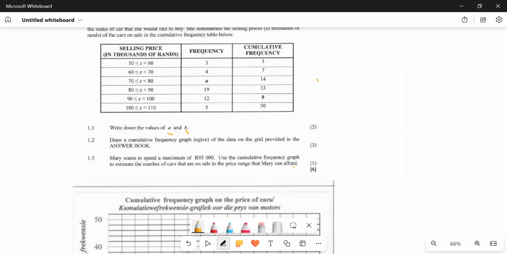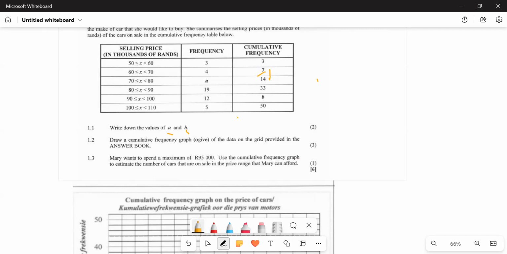Now, what did you say? How did you get A and B? Let's start with A. How would you get A? You said, for A, 14 minus. So you should remember this one: if you want to go from the cumulative back into the frequency, you subtract.